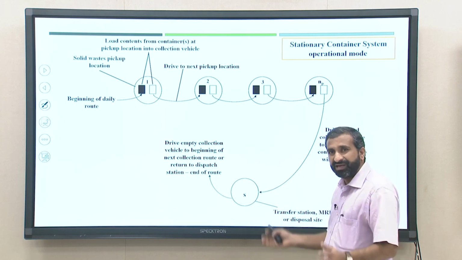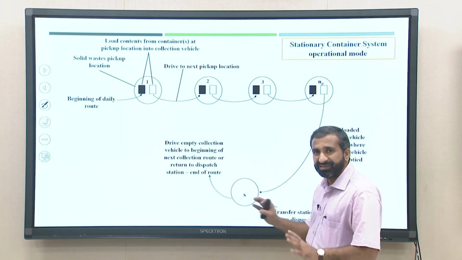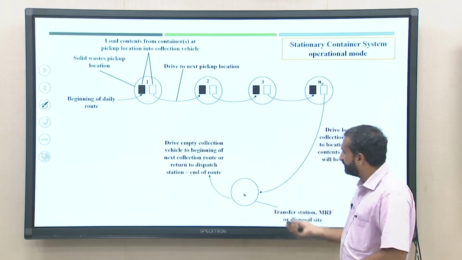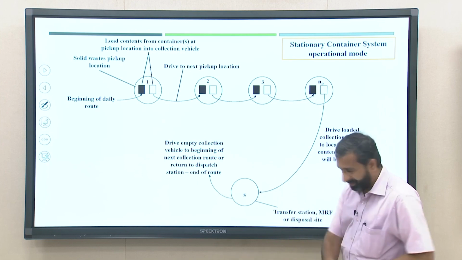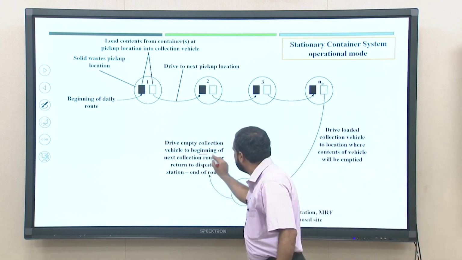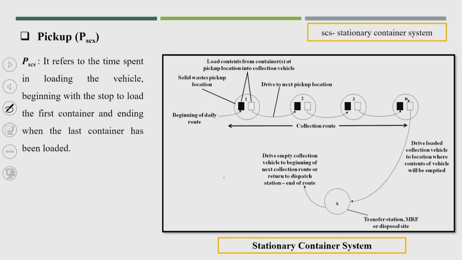If the time gets over 8 hours, it goes to the dispatch center finally. Otherwise, it starts the next collection route from the beginning. This is the collection route for one trip.